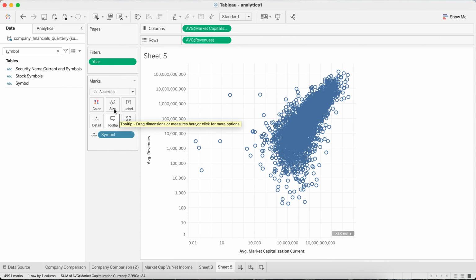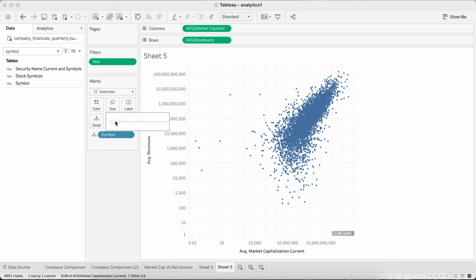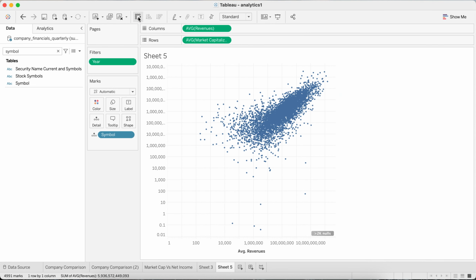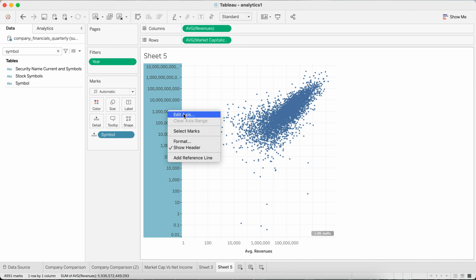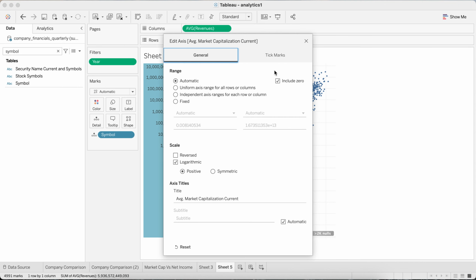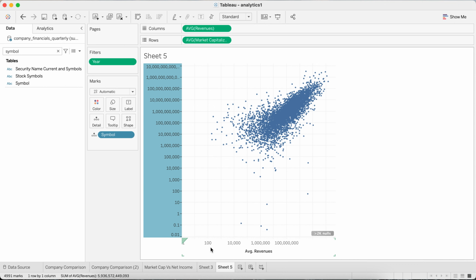To make the charts, let's decrease the size a little bit. But we clearly see that there is a relationship with revenue and market capitalization. Let's rotate it so that we have revenues on the x-axis and market cap on the y-axis. Let's exclude zeros to get rid of some of that white space.